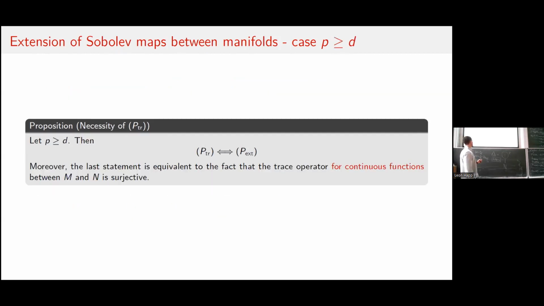Okay. So what about the necessity then? Now to the case p is bigger than d. I told you in the beginning that we exclude this case from our analysis because of the following argument, basically. You can show that both properties are always equivalent in this instance, because of Sobolev embeddings, actually. For p bigger than d, your functions are always continuous already.